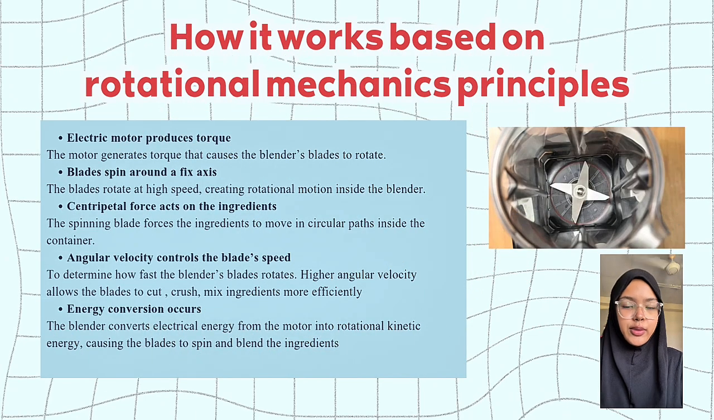An electric motor produces torque. The motor generates torque that causes the blender's blade to rotate. Blades spin around a fixed axis. The blades rotate at high speed, creating rotational motion inside the blender. Centripetal force acts on the ingredients. The spinning blade forces the ingredients to move in circular path inside the blender.